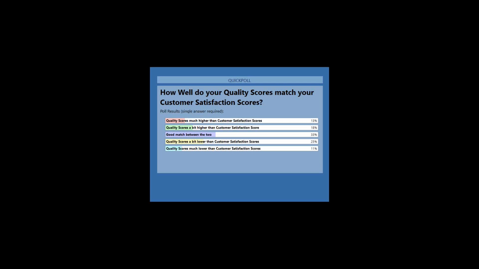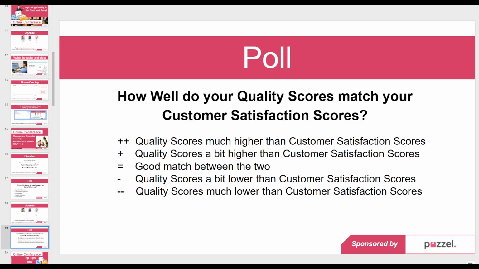Yeah, this is quite typical actually, because in theory we should be getting 100% on a good match between the two, because your quality scores should tell you exactly what your customers are saying, and if they're not, then there's some kind of disparity. But I think people are just being honest here, so thanks everyone, in that actually those things don't really match. Indeed. I think there was quite a big disparity, 13% and 11%, where it was much higher or lower. So perhaps, Neil, if you'd like to put your slides up on the screen.